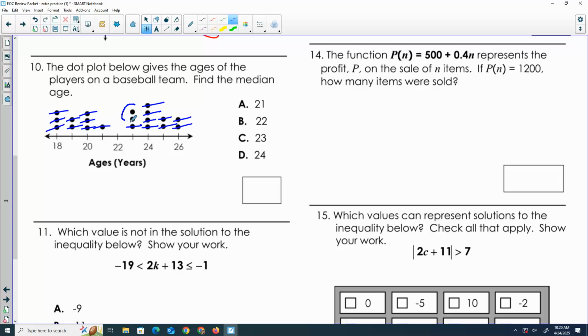I'm left with these two in the middle. What number does that represent? 23. So you could, if you preferred, make a list of your numbers or just mark off your dots like that.